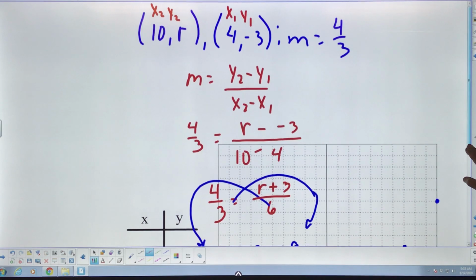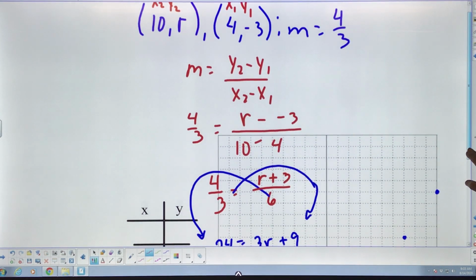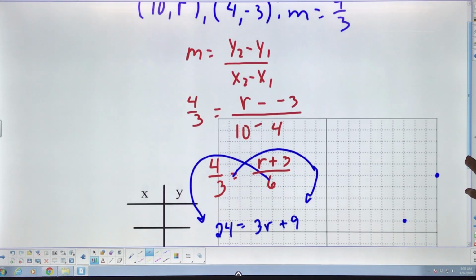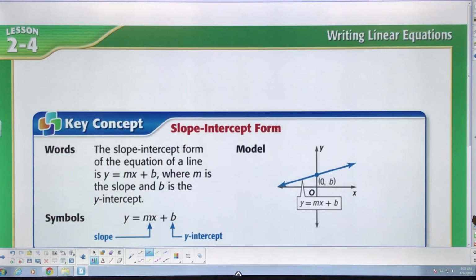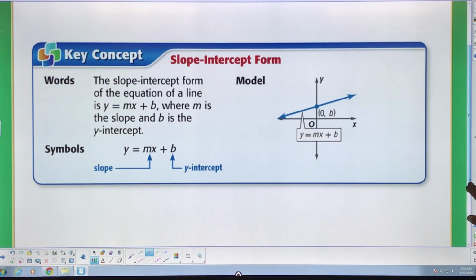Same problem, same stuff, same deal. Different problem, different process, or same process. Okay, let's get into today's lesson.